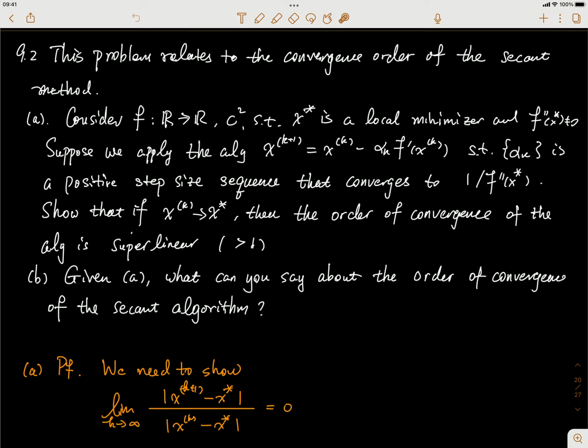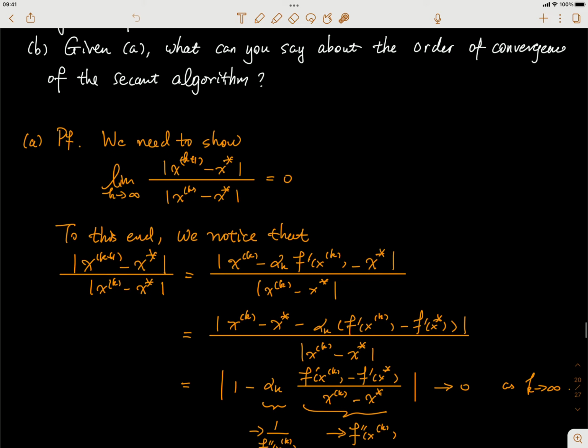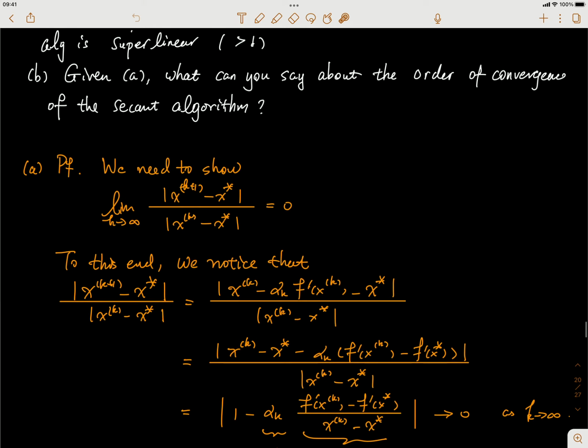And then in part B, we're going to show that this result can be applied to the secant method to show that it has some kind of convergence order. In that case, we just need to realize that alpha k is equal to this ratio that is used in the secant method. So we'll see this one by one. First, we need to show the convergence order for part A. We want to show the convergence order is at least 1, or that it's superlinear.